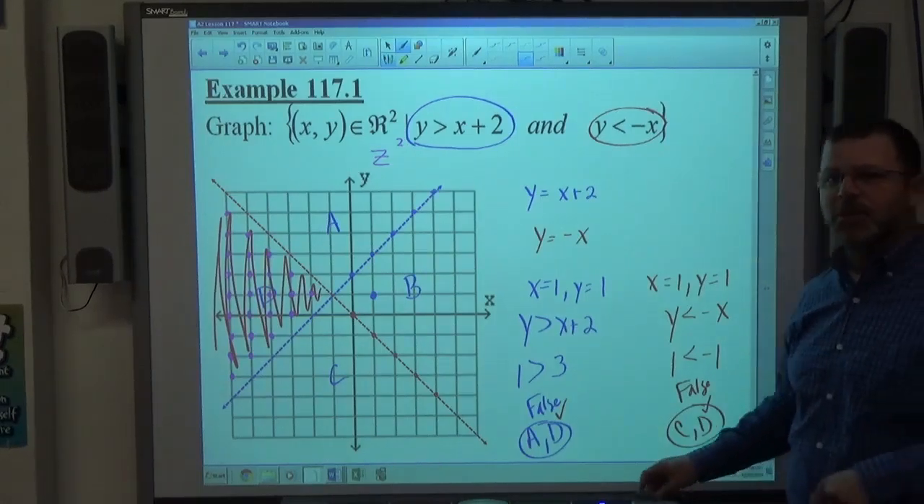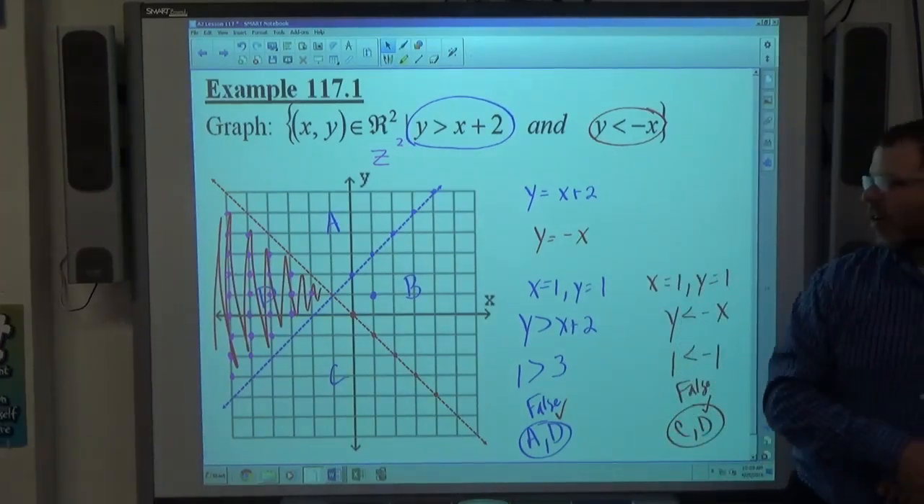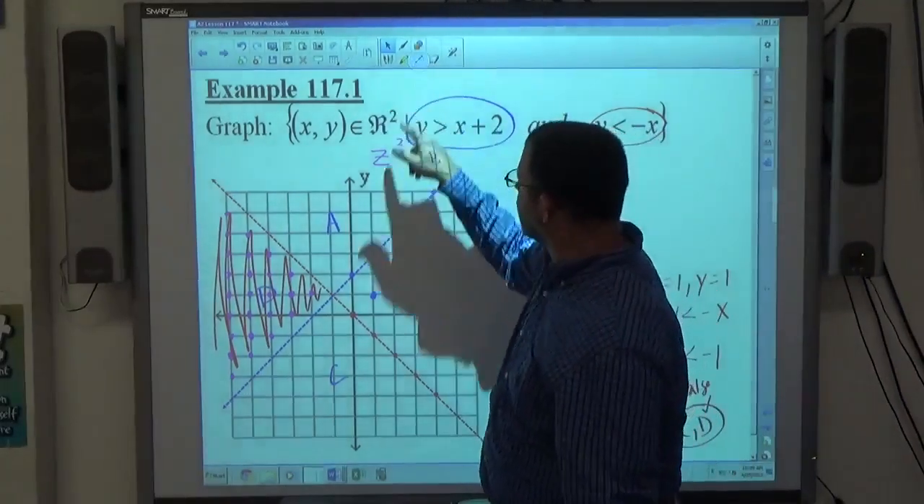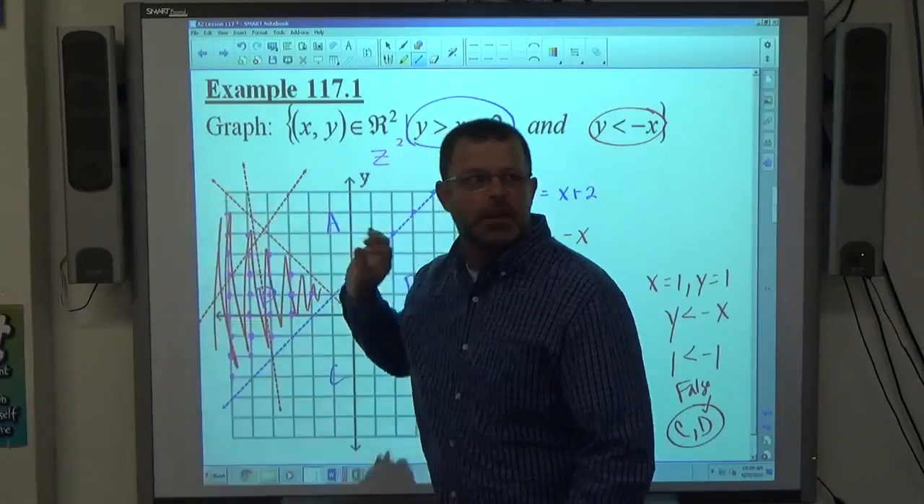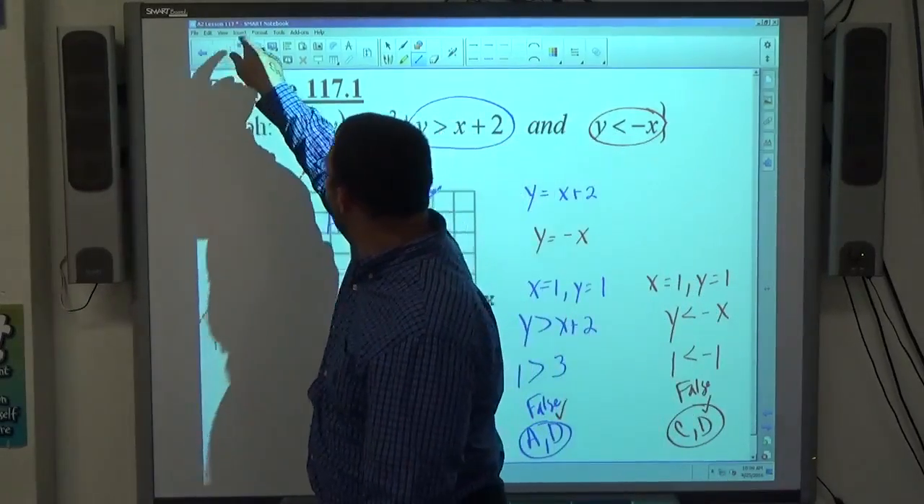Hopefully that doesn't happen too often. You get a little writer's cramp. Or hopefully if it does, maybe it'll be a situation like this where one of the lines does this, the other line does that, and you have to shade right here, this little tiny bit, maybe. Something like that might happen. That might be good. But I don't know.